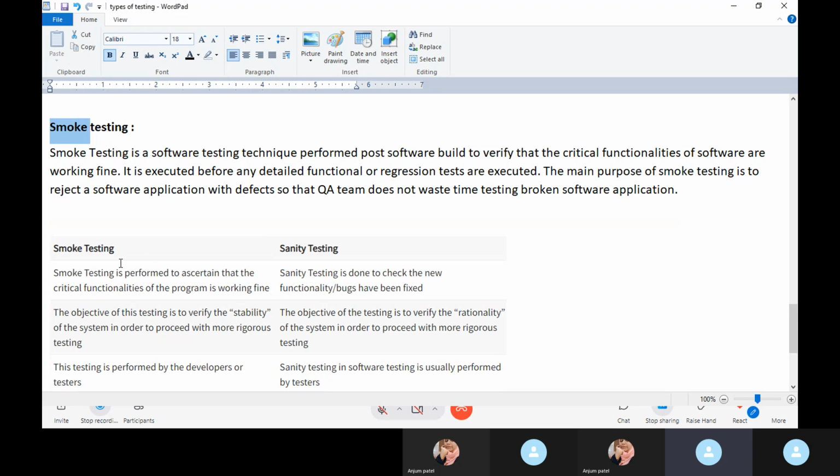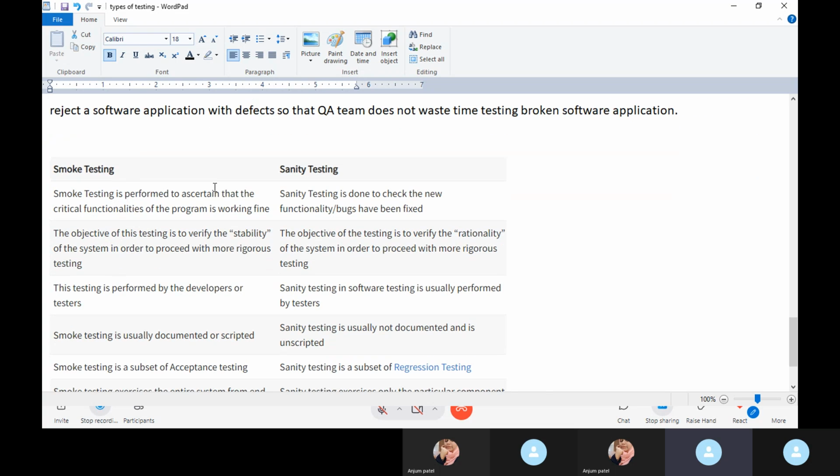Now there are some differences. Smoke testing is performed to ascertain that the critical functionality of the program is working fine, and sanity testing is to check that the new functionality or bug has been fixed. Smoke testing is done on previous functionality, and sanity testing is done on new functionality or to check whether any bug that has been raised is fixed or not.